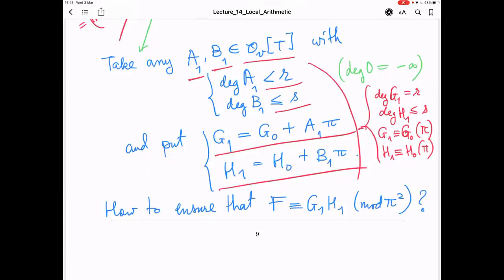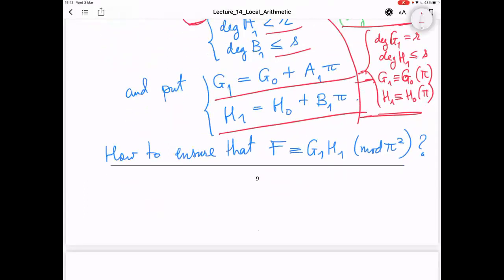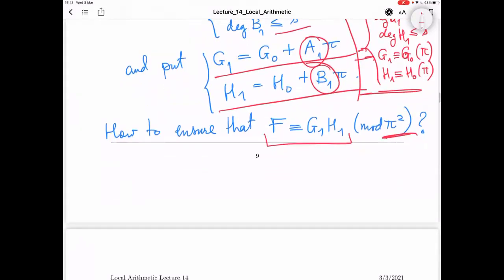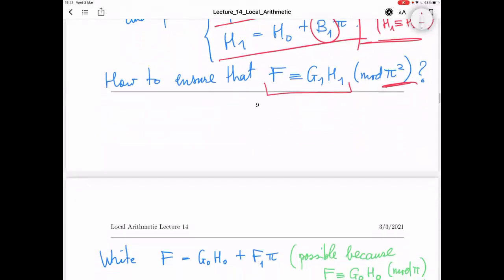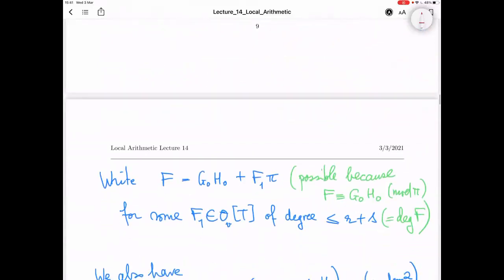In fact, you could take A1 and B1 to be the 0 polynomials, and still these 4 conditions will be satisfied. But if you take A1 to be 0, B1 to be 0, there is no guarantee that F is going to be congruent to G1, H1 modulo pi squared, which is what we want. So you have to choose these A1, B1 a little more smartly.